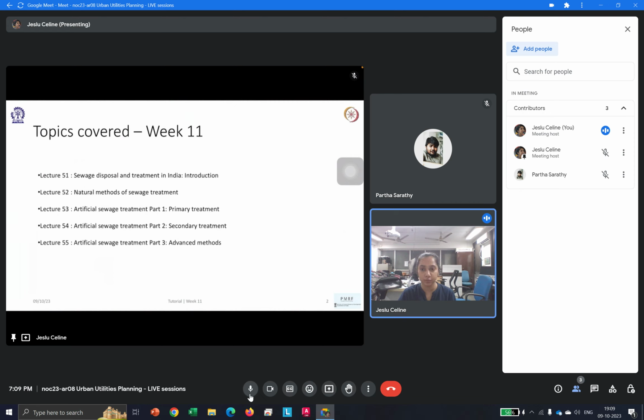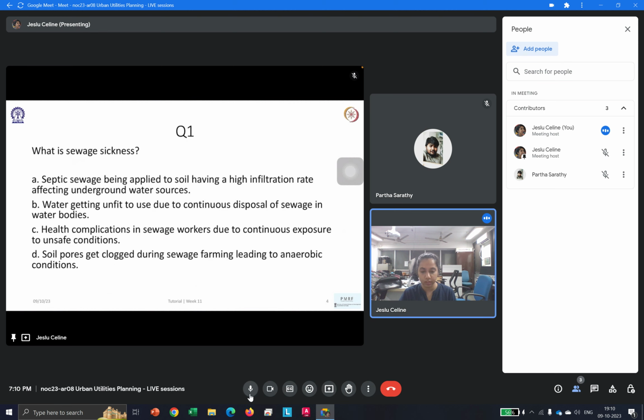Mainly we looked at sewage disposal and treatment, and we saw the natural methods of sewage treatment and artificial methods. For artificial methods, we went into the details, looking at the primary methods, secondary methods, and advanced methods. It's a lot of theoretical biological and chemical processes which are involved. We have seen all these in detail, so we will try solving some theory questions based on the content we discussed this week. This you already know, so directly we will go on to our question.